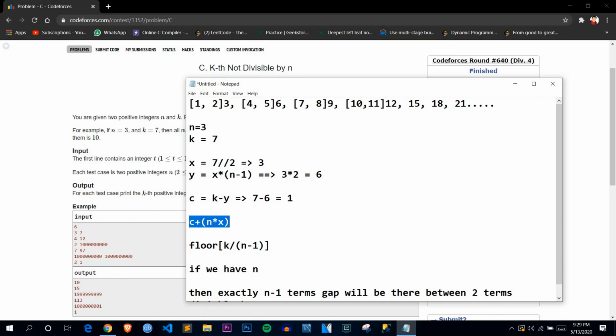So after that, we have to calculate this and print out the answer: c plus n into x is our answer. But now there is another problem. There are two edge cases for this problem.